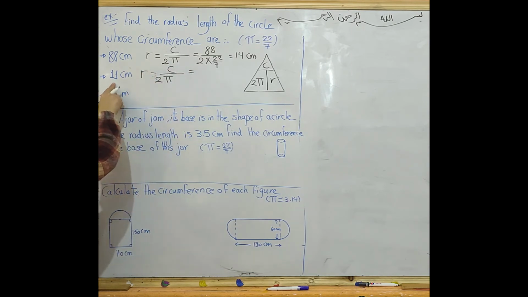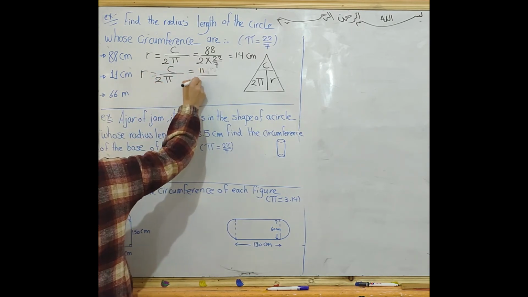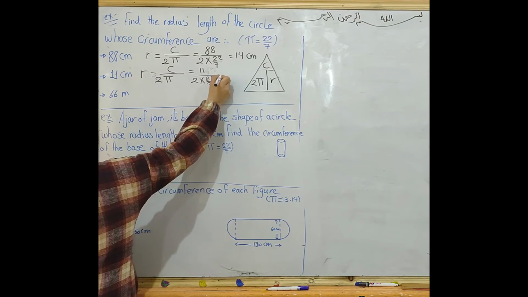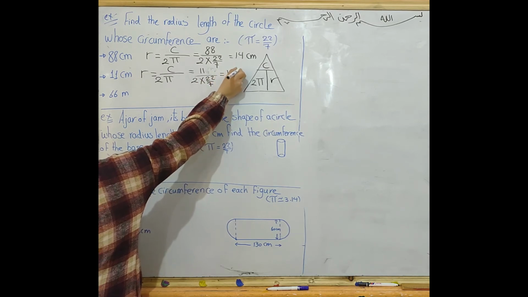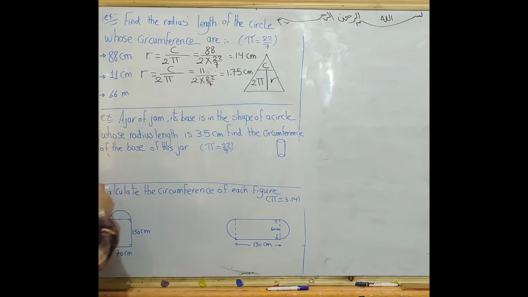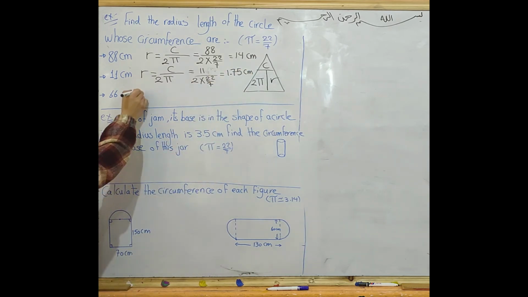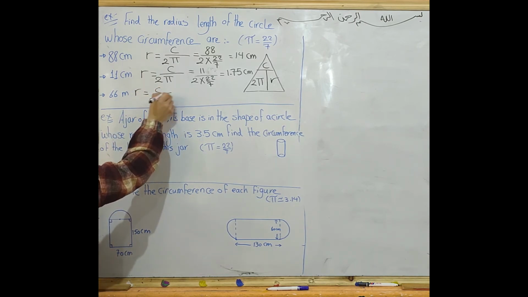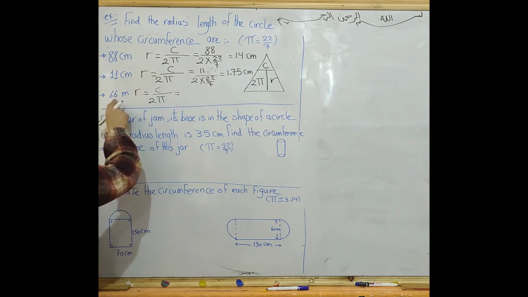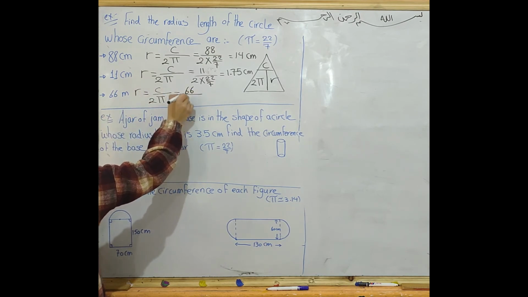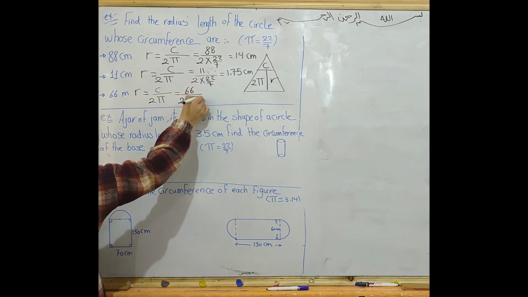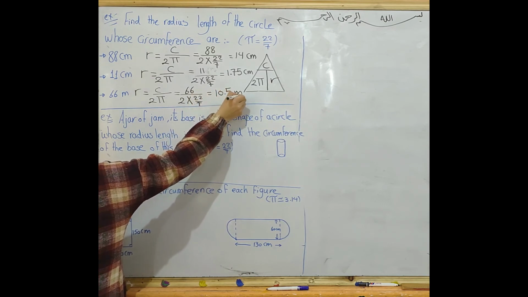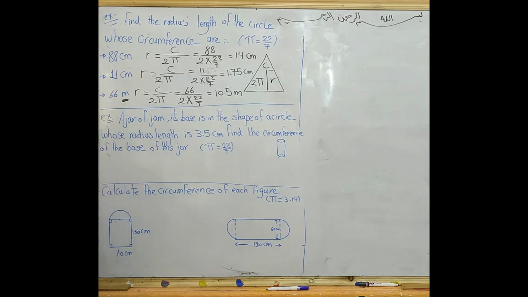The circumference is 11 centimeters over 2 multiplied by pi, which equals 22 over 7, equal to 1.75 centimeters by using your calculator. To find the radius, write the rule first: the circumference of the circle is 66, over 2 multiplied by 22 over 7, equal to 10.5 meters.